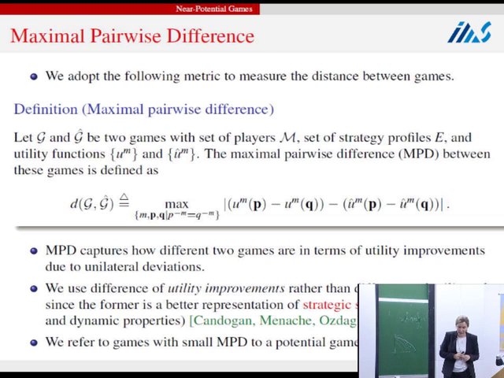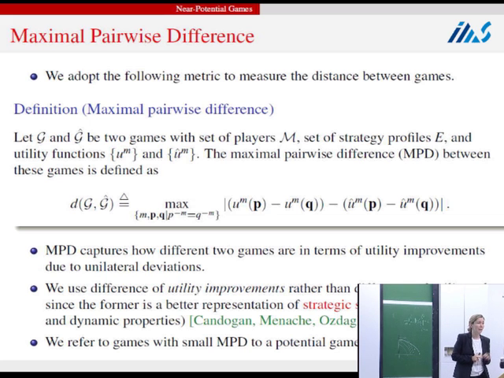So before I dive into the analysis of the dynamics, let me define the notion of the distance that we use. We adopt the following metric to measure the distance between games. If you have G and G hat, two games with the same set of players, same set of strategy profiles, different utility functions, we say that the maximal pairwise difference, or MPD, between these games is the maximum over all players and over all strategies that differ in only the strategy of player M, of the differences of the utility improvements.